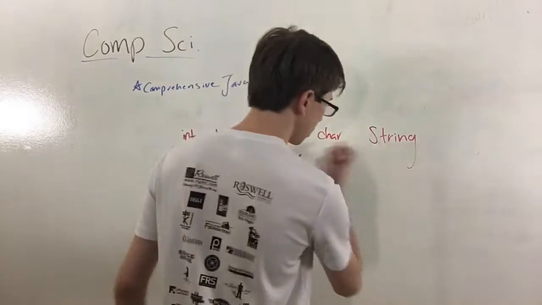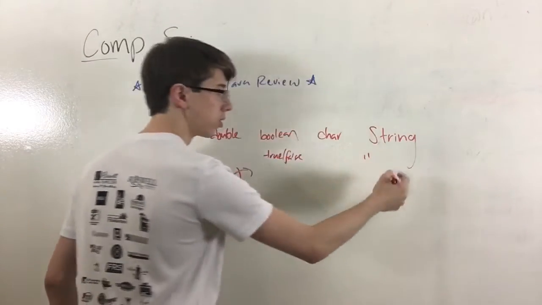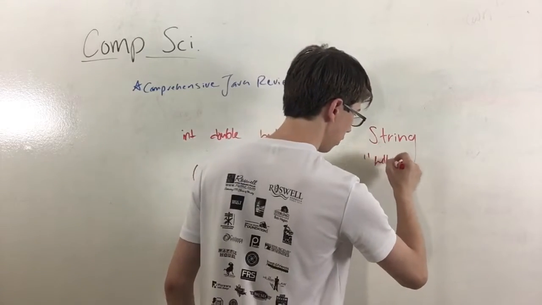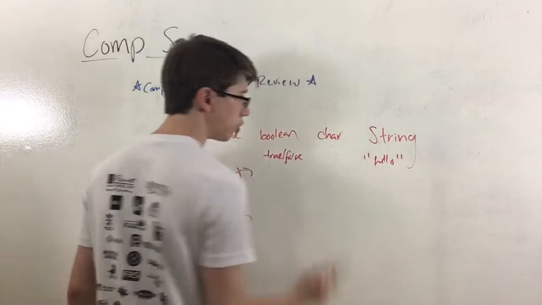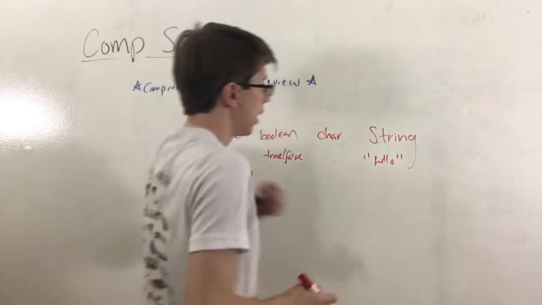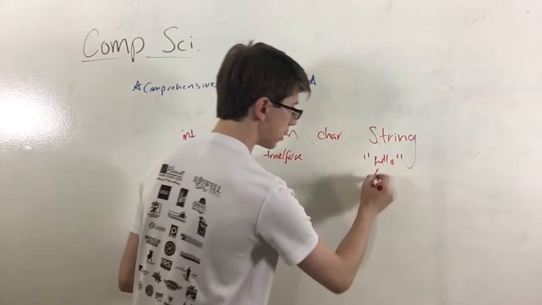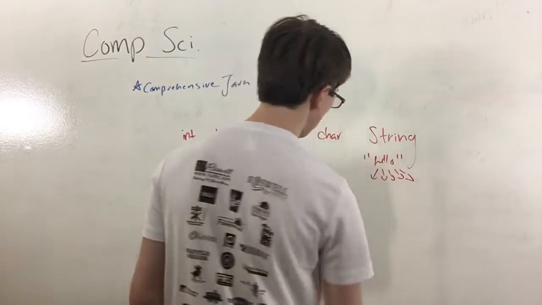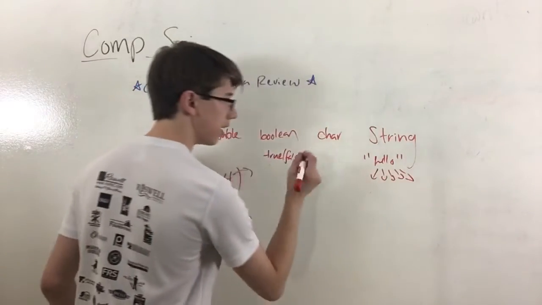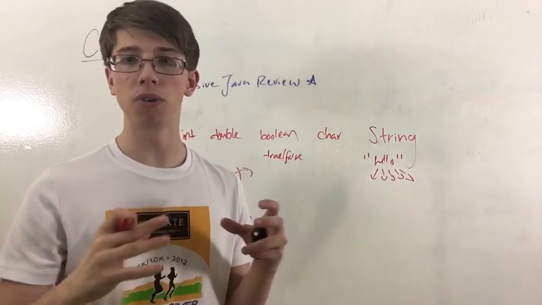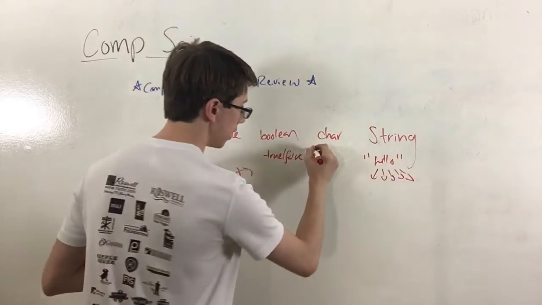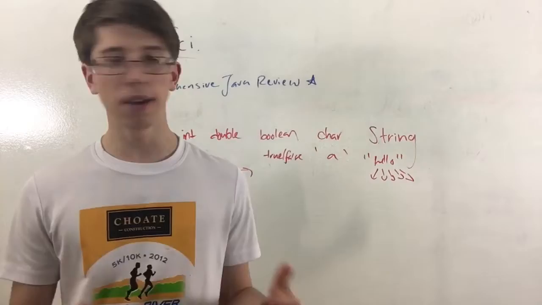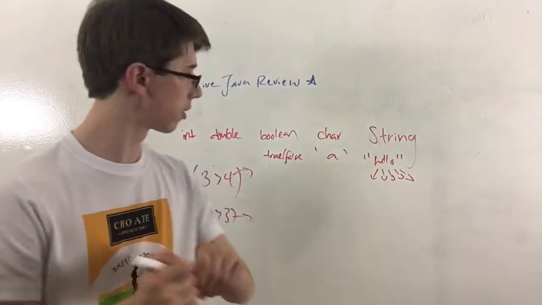Now a string, we're going to skip char, is just double quotes around some statement or whatever you want to put in there, like hello. That's a string. A string you can break up into its specific letters, which we call characters, and that's what a char is, just a character. A string is bound by double quotes, a char is bound by single quotes. And that's all you have to know about the primitive data types.